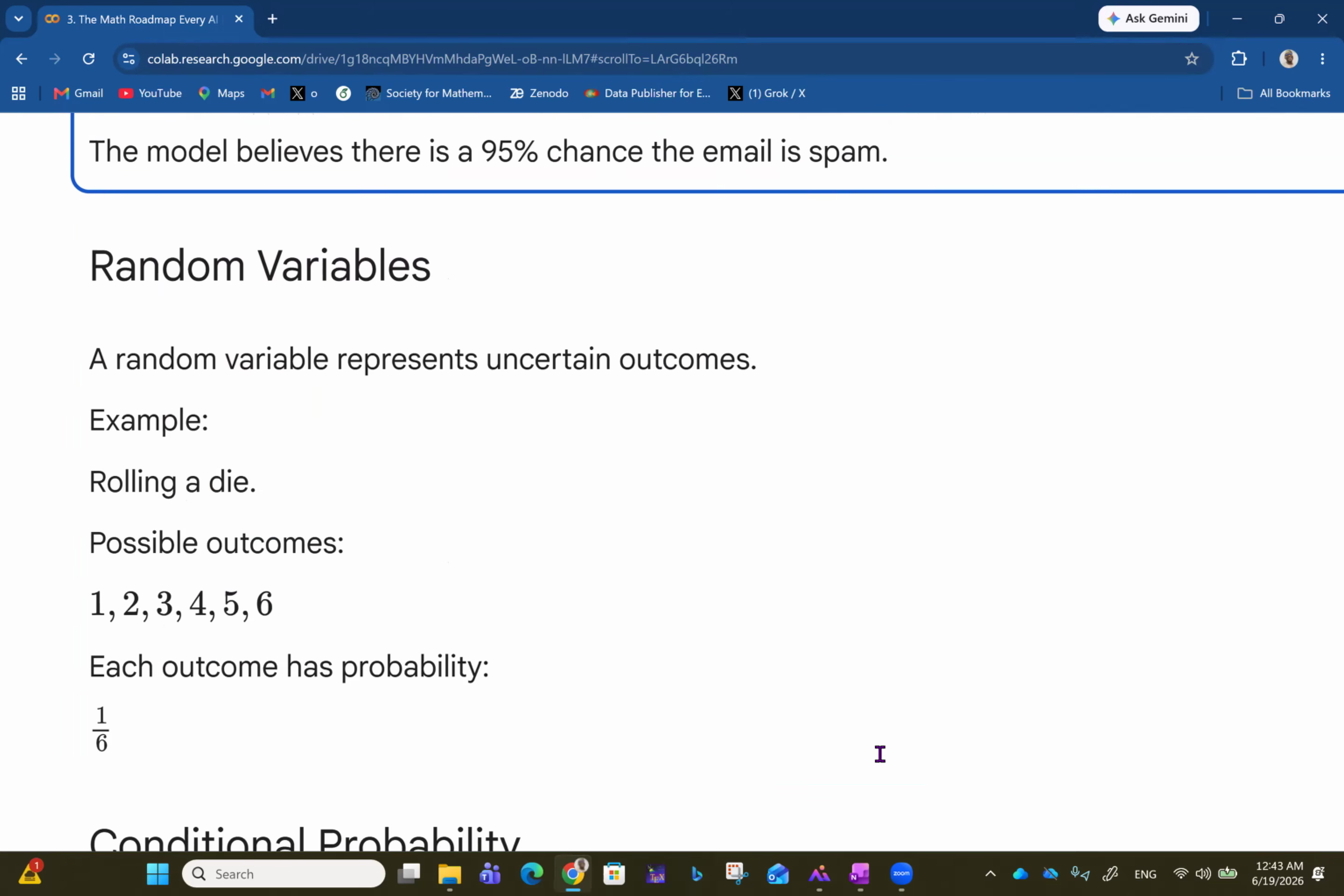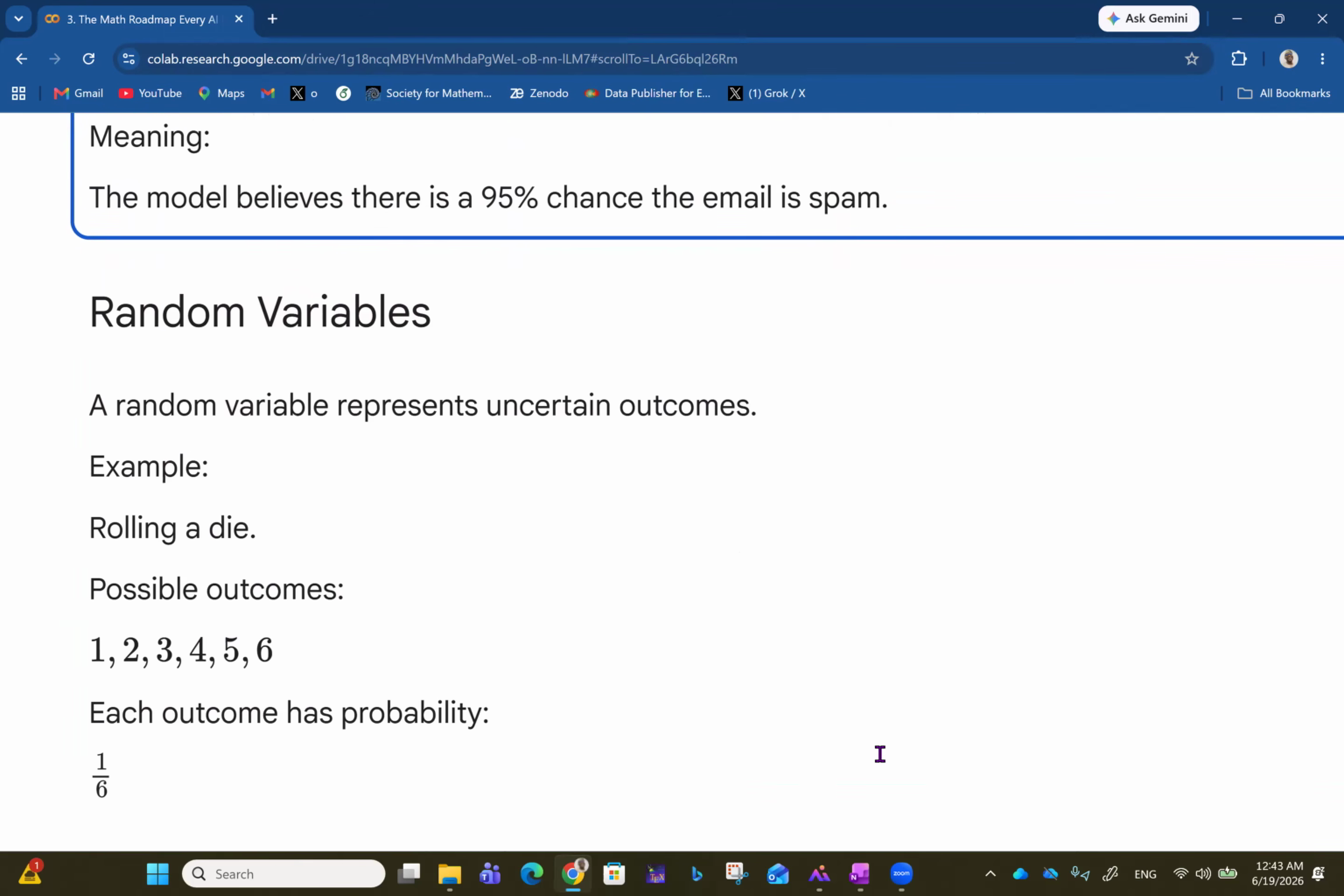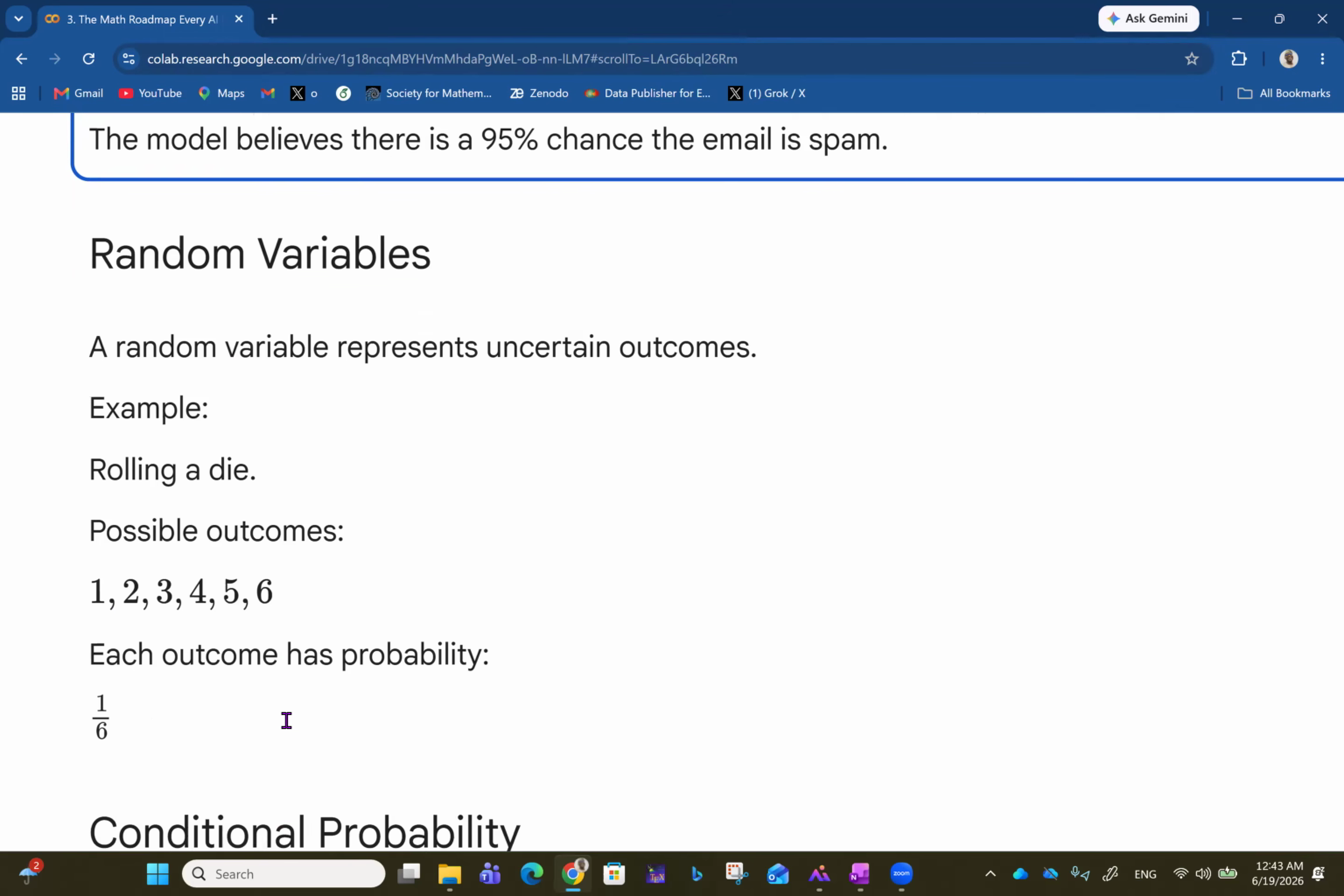So, still under probability, we talk about the idea of random variables. A random variable represents uncertain outcomes. Example, rolling a die. In rolling a die, possible outcomes include 1, 2, 3, 4, 5, 6. And each outcome, either to get 1 or 2 or 3 or 4 or 5 or 6, has a probability of 1/6, like that.